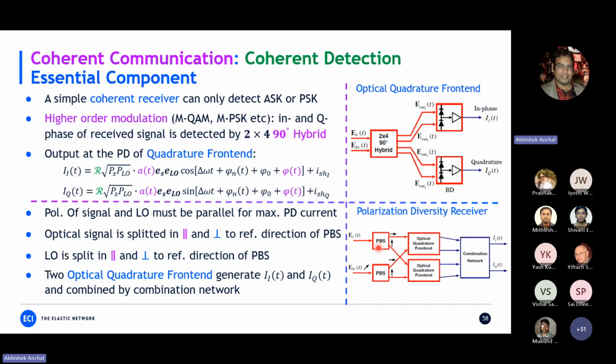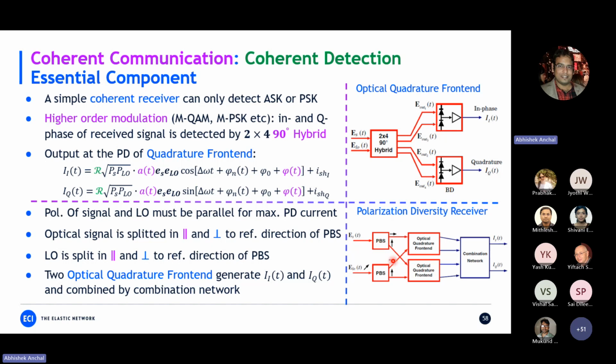So we pass it through something called a polarization beam splitter. The polarization beam splitter has a reference direction, so it converts the signal to parallel and perpendicular to the reference direction of the PBS, and same for the local oscillator. So even if they are not aligned in the beginning, the polarization beam splitter splits them into two similar directions.